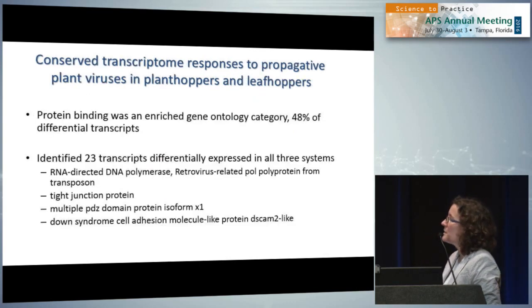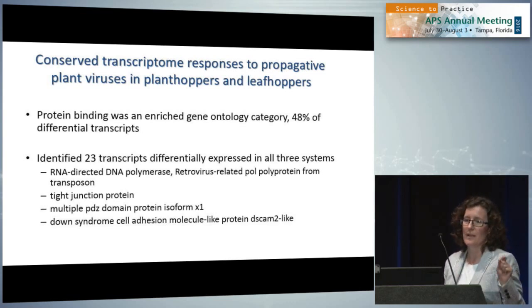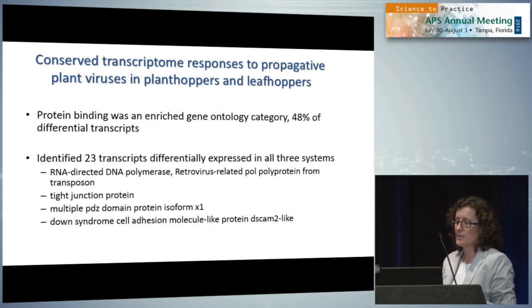We were a little surprised by that, but it also made sense. When we look at the identity of the conserved transcriptome responses, we see that protein binding was the enriched category of genes. An interesting thing is that when we look at those 23 transcripts, some of the initial ones we found in our 144 that were interesting to us were also differentially regulated. So again, we have the category of RNA-dependent reverse transcriptase, and then transposon-related proteins.